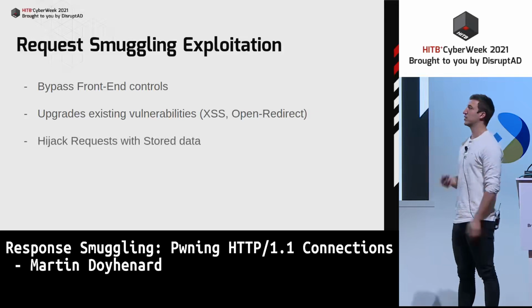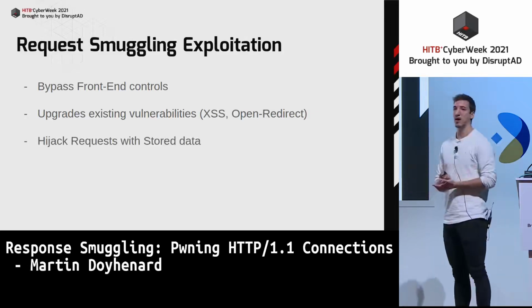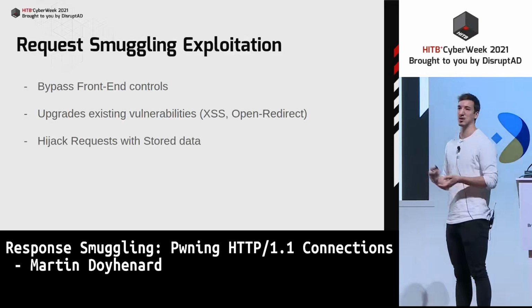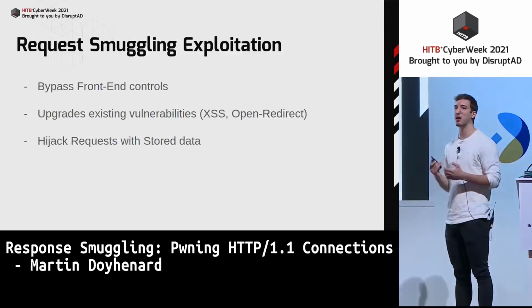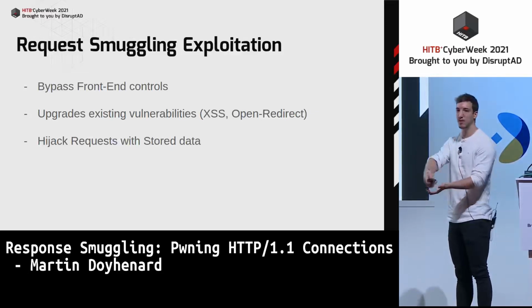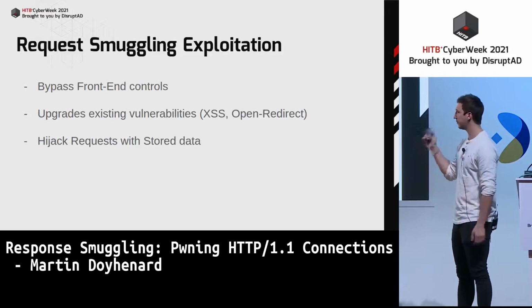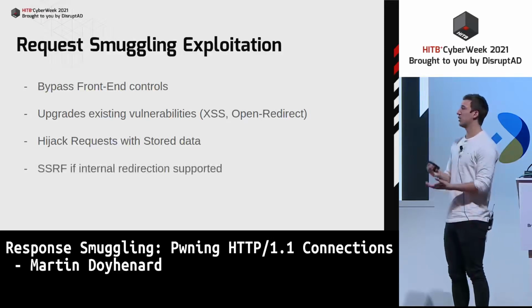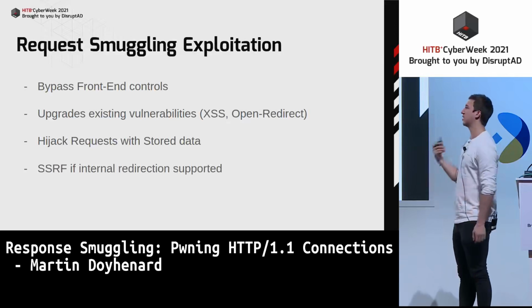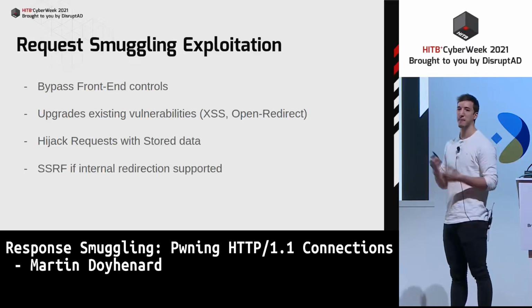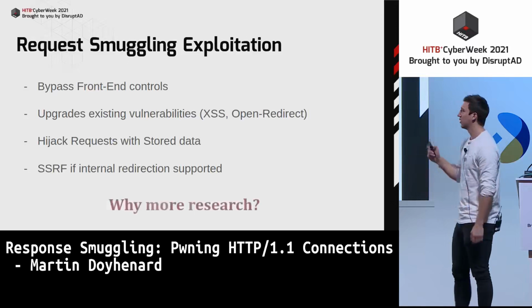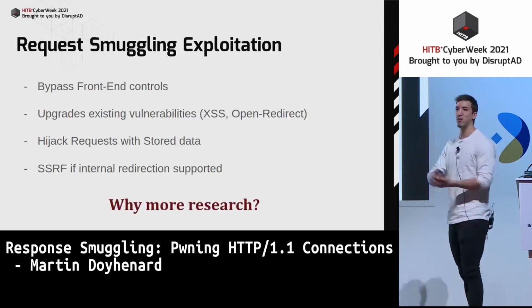We can also hijack victims' requests, if we are able to store the request using some kind of storing and retrieving feature, such as an email. We could use the prefix to make a request to one place that we can later retrieve the information from. And we can also cause other kinds of attacks, such as server-side request forgery, if there is internal redirection supported, or other more interesting attacks, but they are much more complex. So this is all request smuggling.